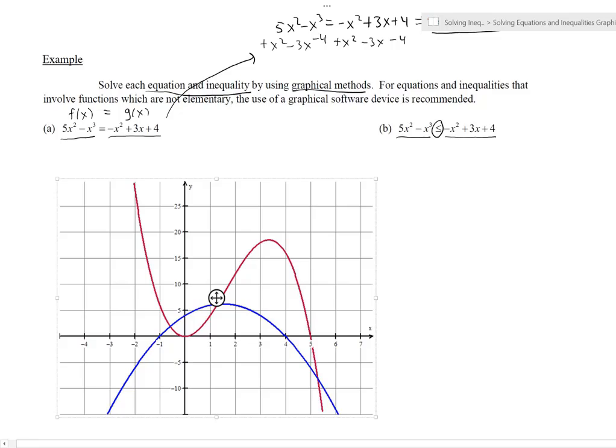So which graph is which? Well, I happen to know that the blue graph is the graph of g of x, because it's quadratic. G of x is negative x squared plus 3x plus 4. And the red graph is the graph of that cubic function, that's f of x, which is 5x squared minus x cubed. And so we can see in the graphs, we can eyeball where these two functions intersect.